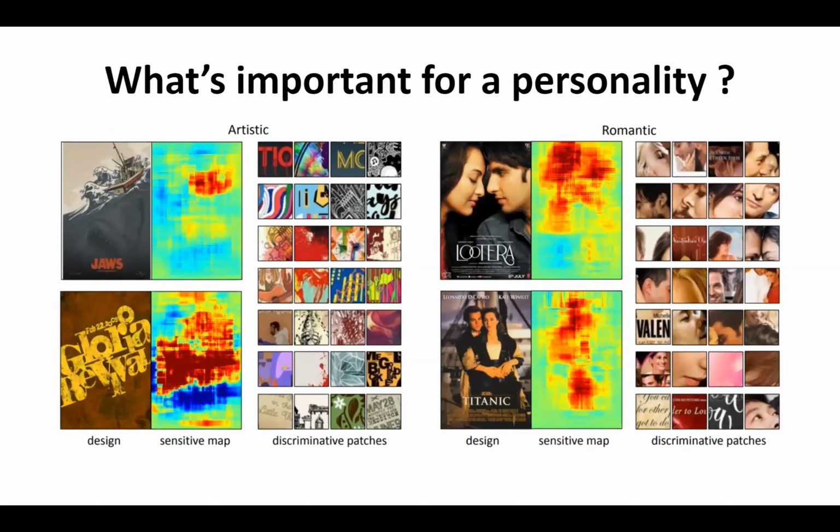So our learned scaling function can be used to tell what's important for a personality. And here I show some examples for artistic and romantic. For each personality, I show two posters along with their heat maps, as well as some discriminative patches mined from our dataset. So as we can see, artistic posters tend to use more decorative patterns, while the romantic posters tend to make intensive use of interaction between man and woman.